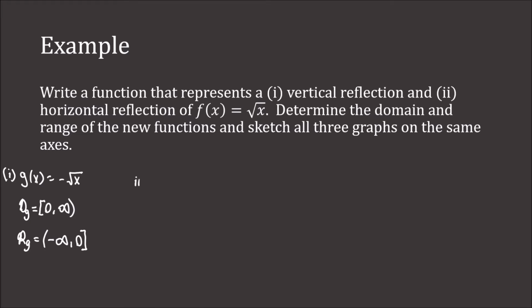For the horizontal reflection, our function is the square root of negative x. The domain of this now, again, we're still not allowed to have a negative under the square root. So x must be negative values. And the range would be all non-negative values.